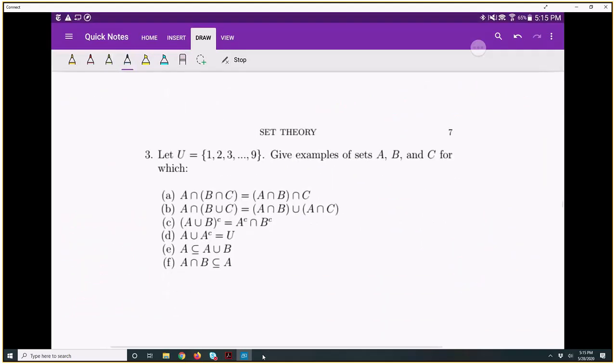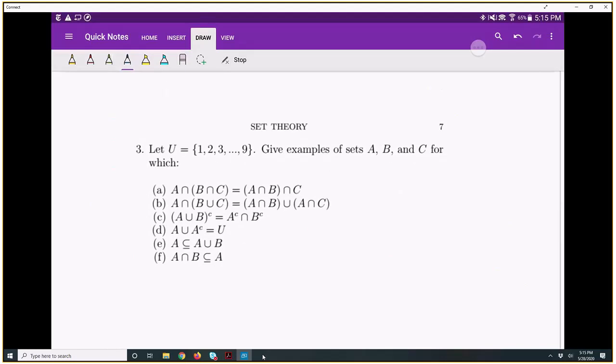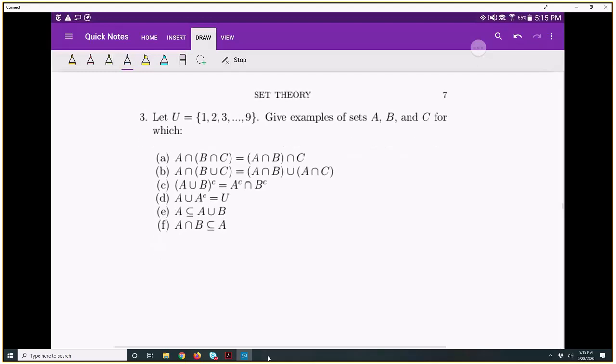The next exercise, again, we have a universe that's given to us. In this case, it's 1, 2, 3, up to 9. And in this exercise, we're asked to give examples of sets A, B, and C for which the following are true. So we have to work within the universe that we're given. So I want A intersection B intersection C to be equal to A intersection B intersection C. So let's try, let A equal maybe 1, 2, 3, and B is equal to 1, 2, and 4, and C is equal to 1, 3, and 4.